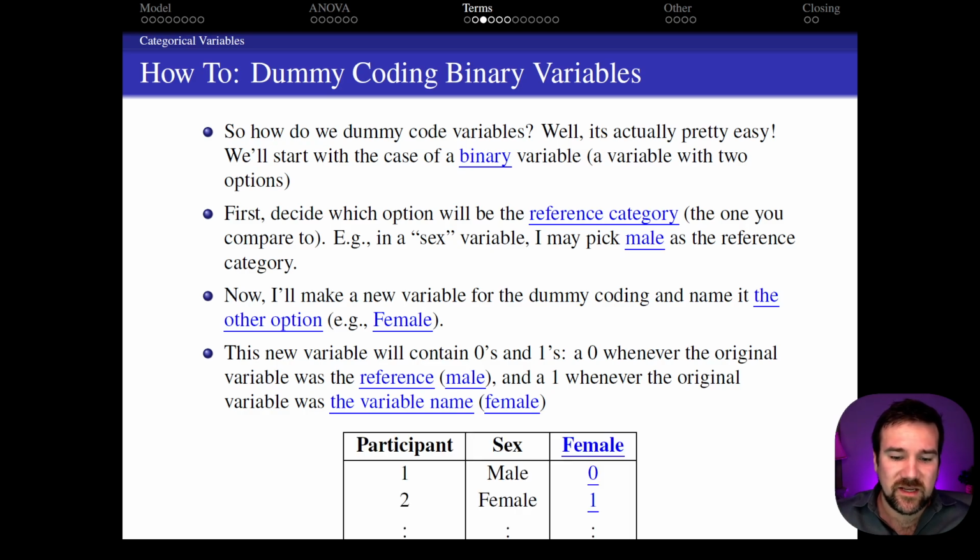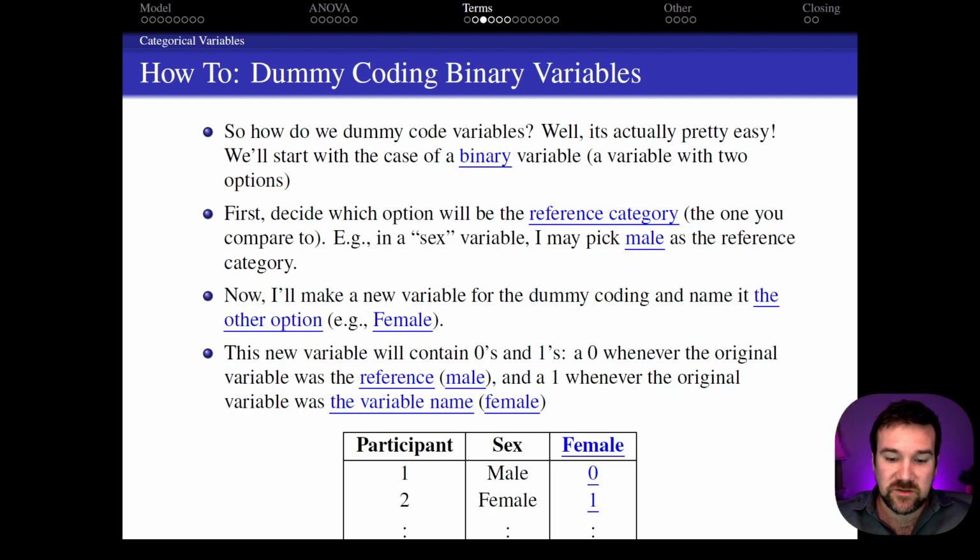So let's look at a quick table on this. For participant 1, they're male. My dummy coded variable, I chose the reference category of male. And so I made the dummy coded variable, it's named the other category. So the reference category is male. The variable name is the other one. So the variable name at the top there is female, the other one from the reference category. All right, so now for the female variable, I just go down, and anytime the participant is a female, I put a 1 in the female new column. And then anytime the participant is not a female, I just put a 0.